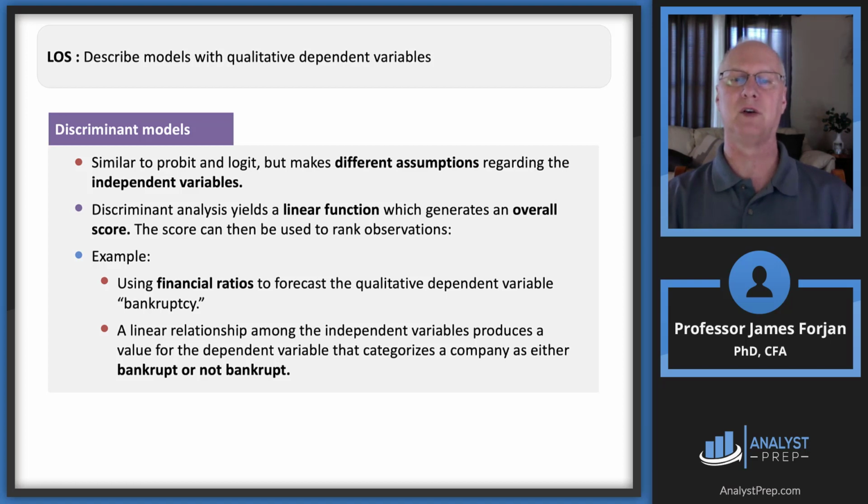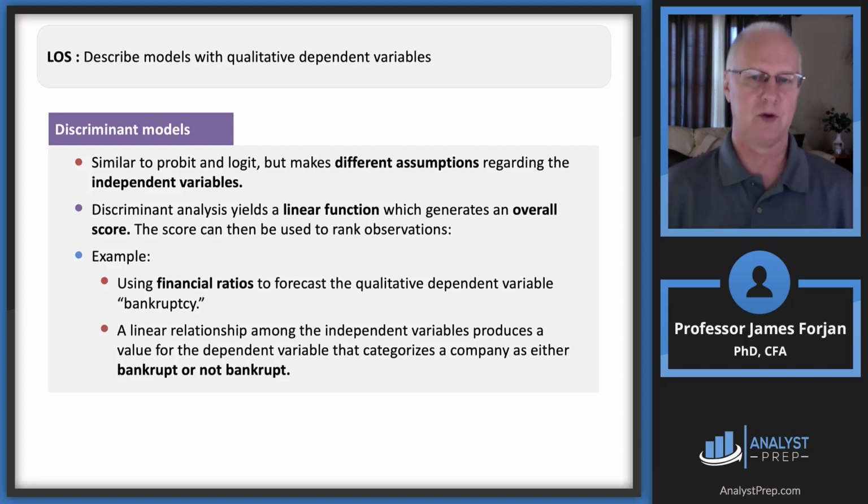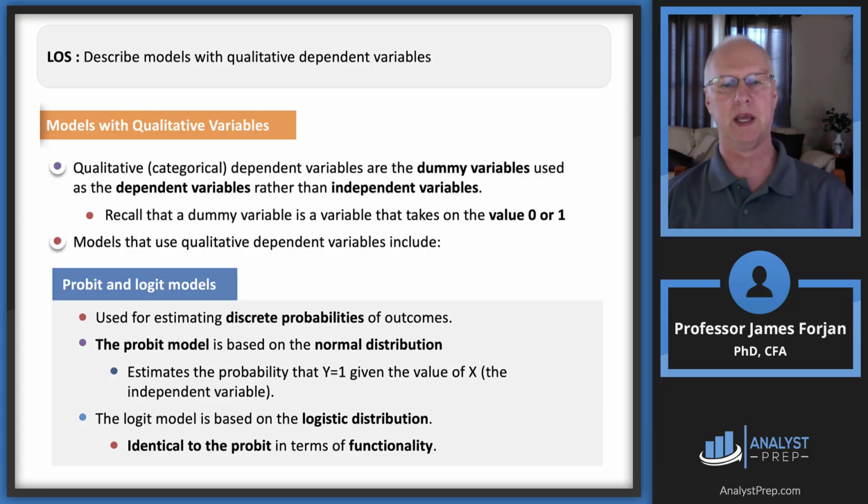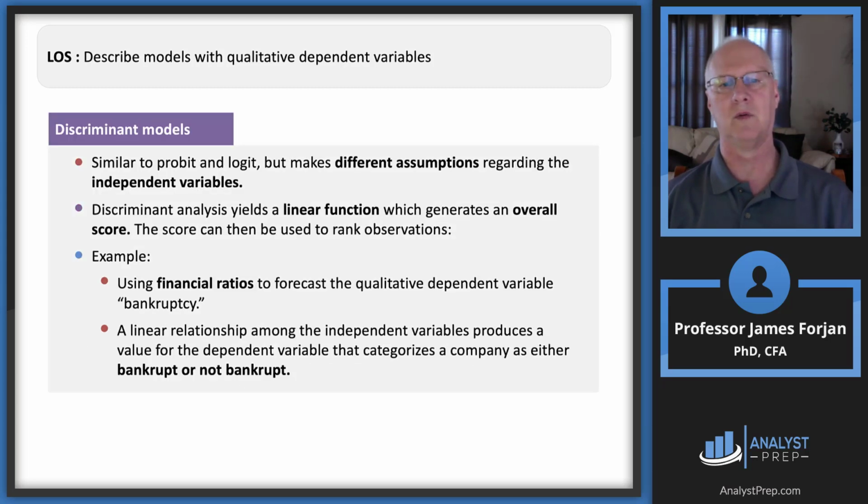And then the discriminant model, which is a form of the logistic model, makes different assumptions. This analysis yields a linear function which generates an overall score. One of my colleagues in graduate school wrote his dissertation on bankruptcy. And I think he used, if I remember correctly, both a probit model and a logit model, but one of them was good and the other one was not. So look at the examples. There's that exact one, bankruptcy. So we can make a determination whether a company is going to declare bankruptcy or not declare bankruptcy.